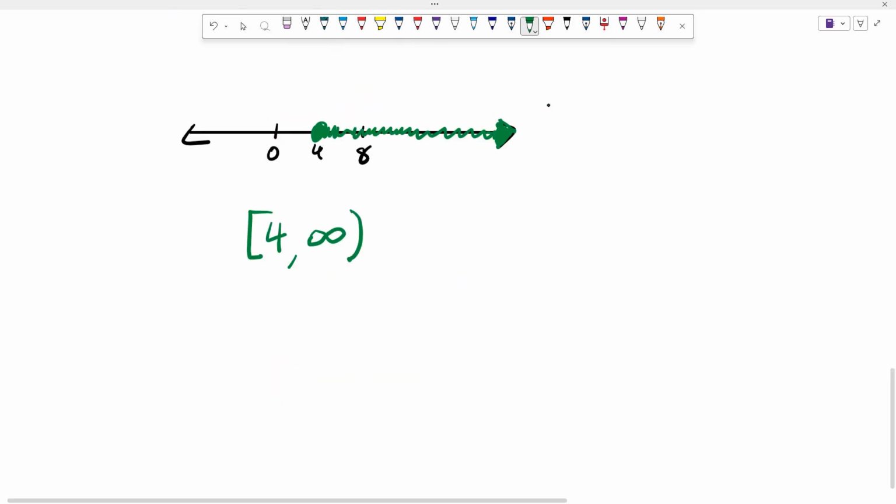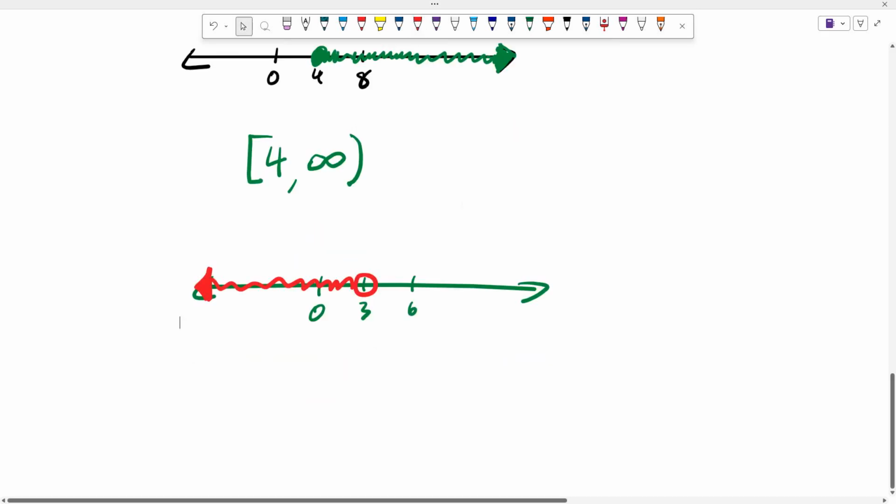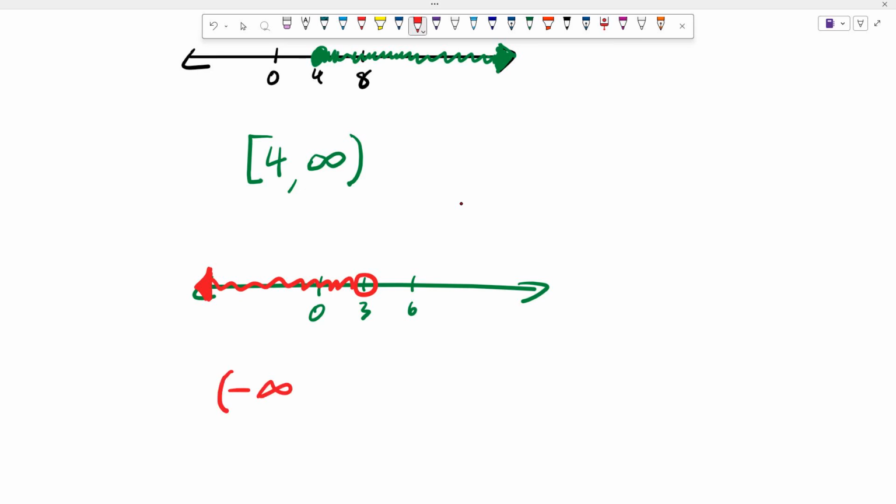We can go the other direction. So here we go, all numbers less than 3. Since this doesn't end, it's from negative infinity. Round bracket, always with negative or positive infinity. And then 3, do I do a square or round bracket? Round, because we're excluding 3. That's that set of numbers.